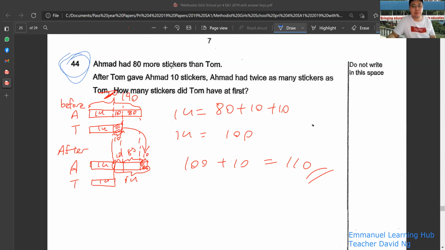Any question? You understand? Yes or no? You understand how to do this question? You know how to draw this model? I think so. You think so? You try. Don't give up halfway.